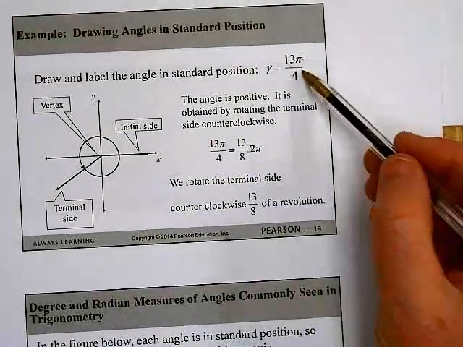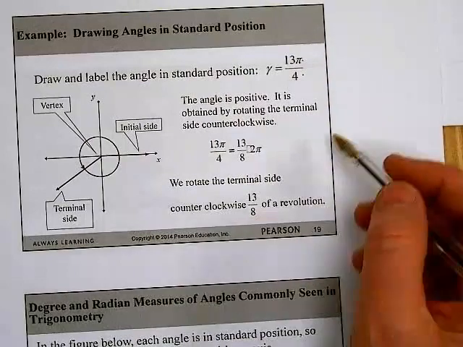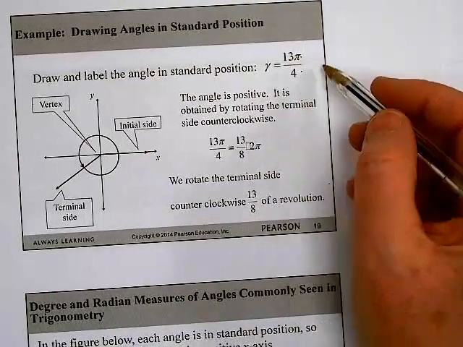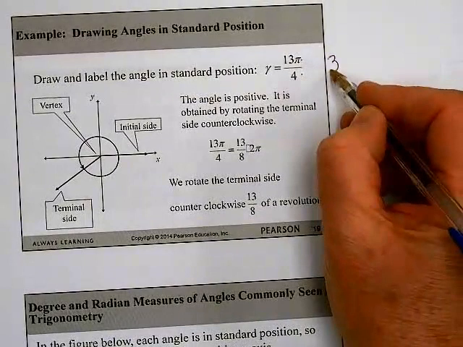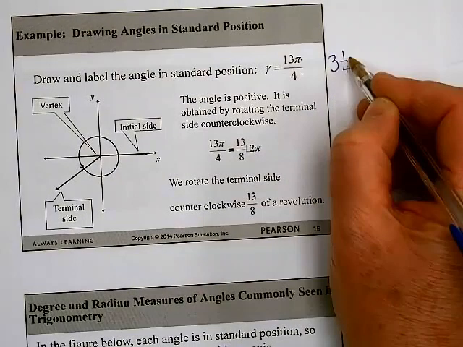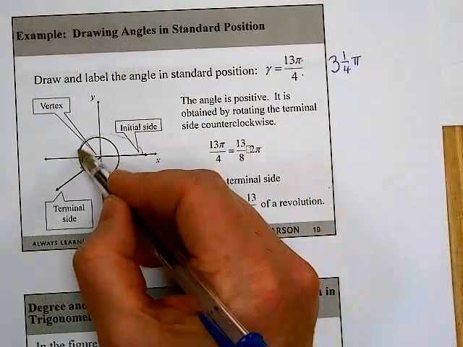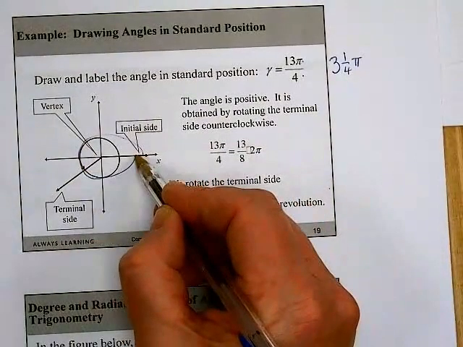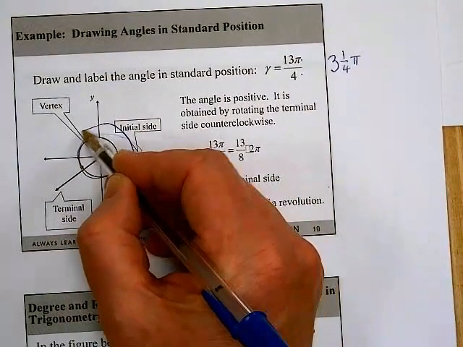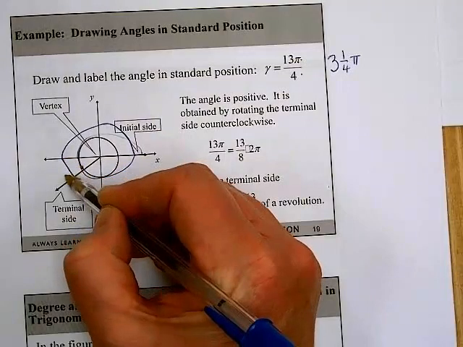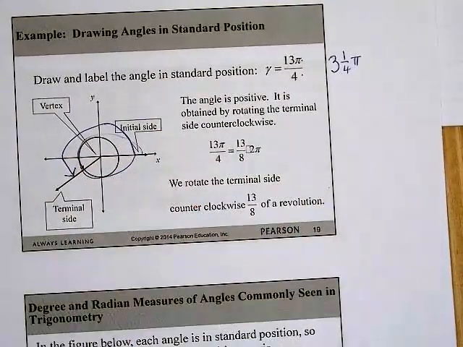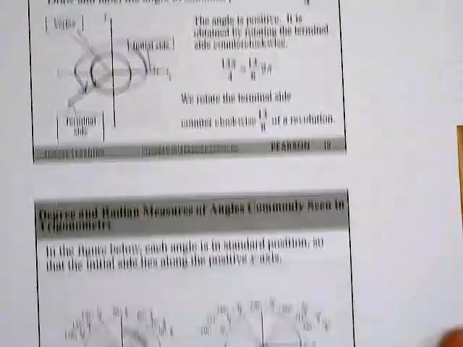Draw and label the angle in standard position. It's 13 pi over 4. Well, you know what? 4 goes into 13 3 times. That's 3 1/4 pi. Well, 1 pi would be here and 2 pi would be here. You're going to go around the circle halfway again and then 1/4 of the way. So that is 13 pi over 4.